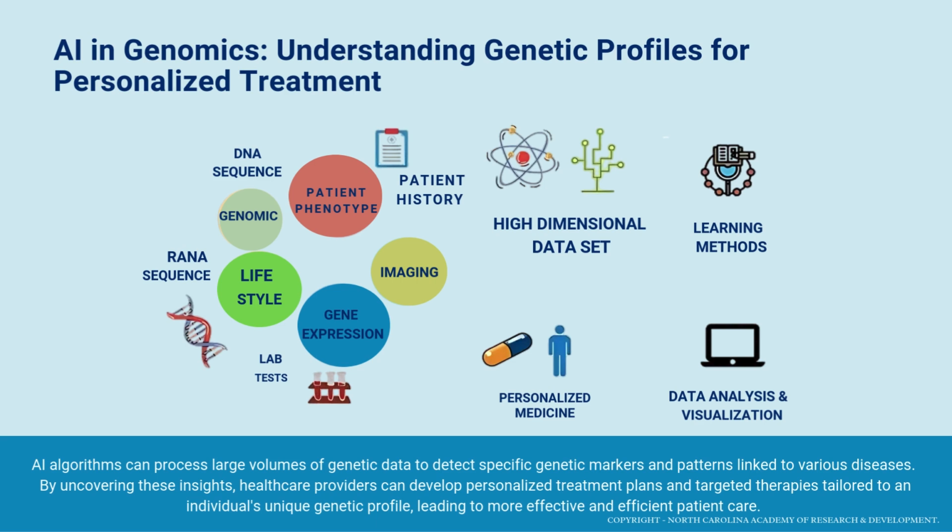Now, let's dive into how AI is transforming genomics to enable truly personalized treatment for patients. Let's understand this better with the visual on your screen. This diagram beautifully illustrates the entire journey, from collecting diverse data sources to applying AI methods and ultimately delivering customized treatments. It all begins with collecting diverse types of patient data from DNA and RNA sequencing, lab test results, genomic markers, to lifestyle factors, gene expression patterns, medical imaging, and detailed patient history.